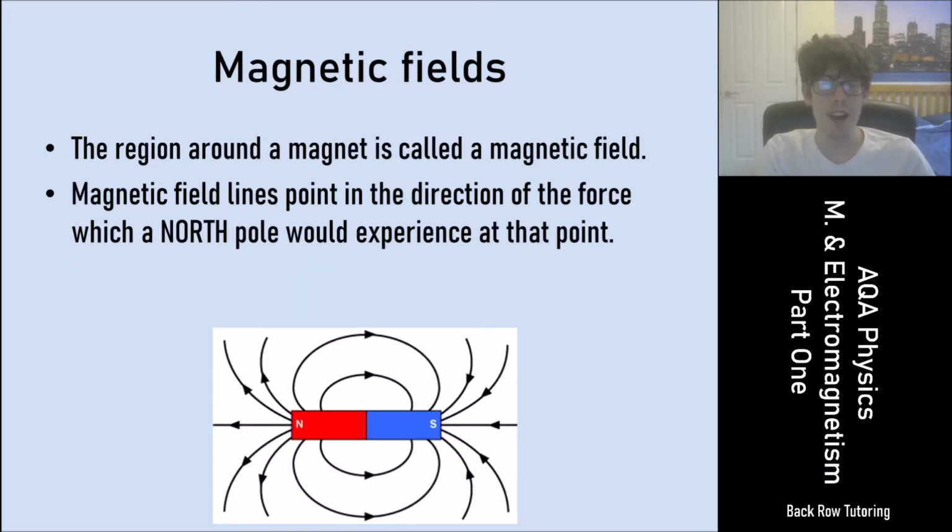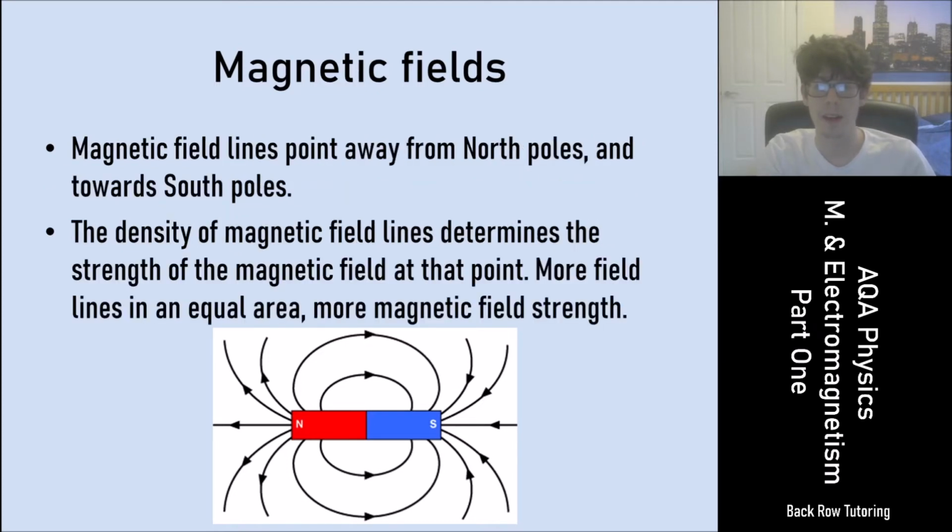The region around a magnet is called a magnetic field. Magnetic field lines point in the direction of the force which a north pole would experience at that point. Magnetic field lines point away from north poles and towards south poles, and that makes sense. If you placed a north pole near a north pole, you would expect it to move away. The density of magnetic field lines determines the strength of the magnetic field at that point.